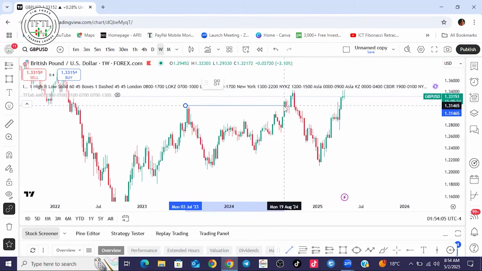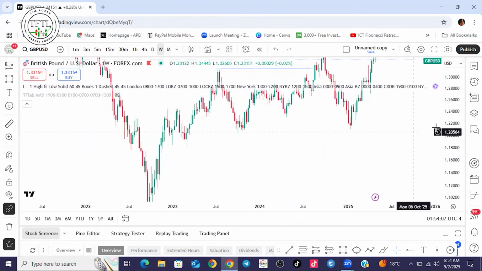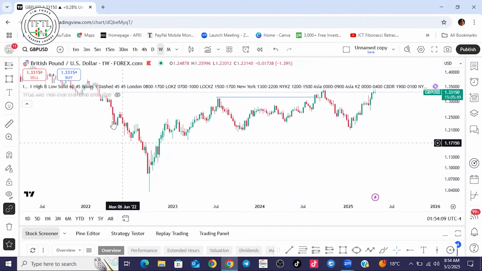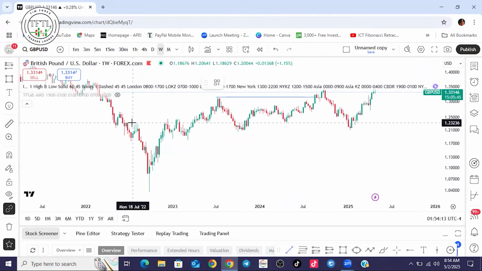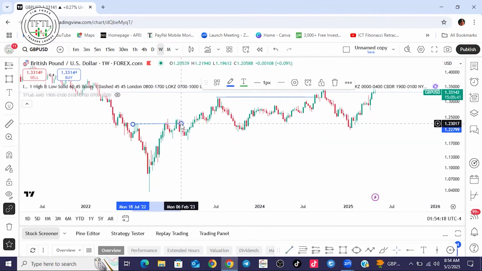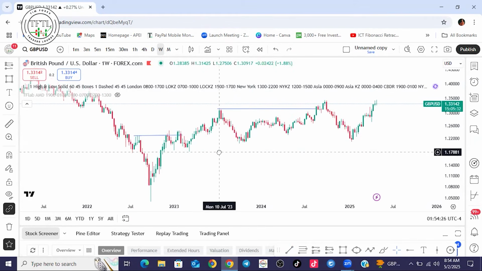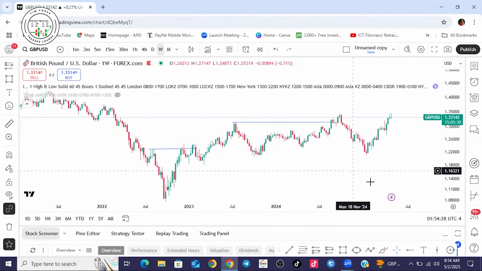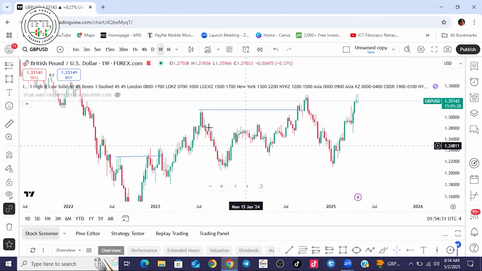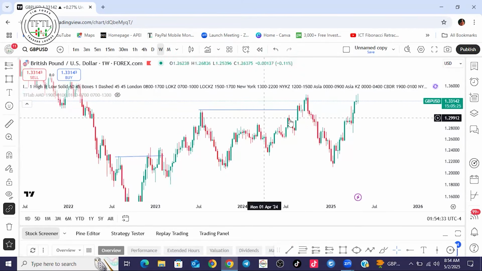So we see price create that, right? The price was in a downtrend. At this point, we see a shift. This is where we have a major high. Here we see a shift, or a change of character, a reversal from downtrend to uptrend. After that, we are in an uptrend, so the price is creating higher highs and higher lows.